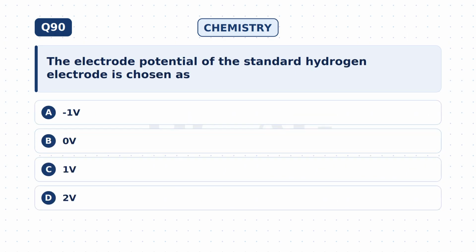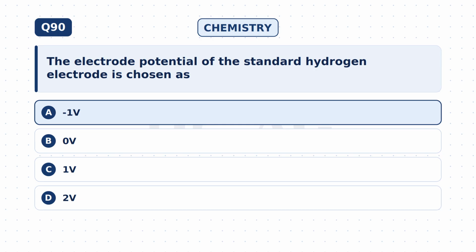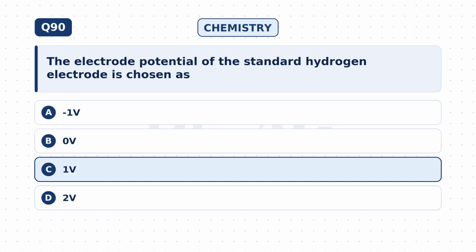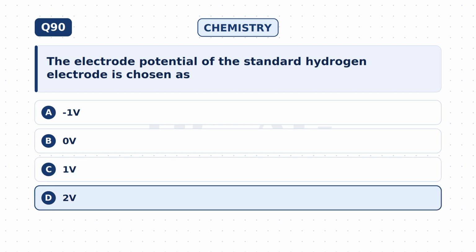Question 90. The electrode potential of the standard hydrogen electrode is chosen as Option A, -1 volt. Option B, 0 volt. Option C, 1 volt. Option D, 2 volt.